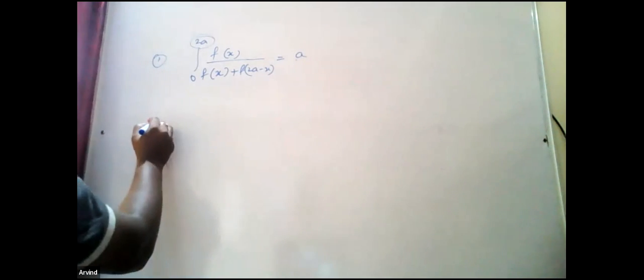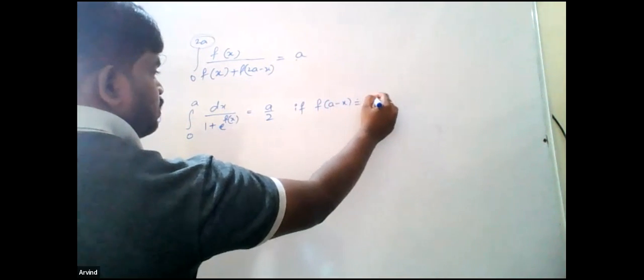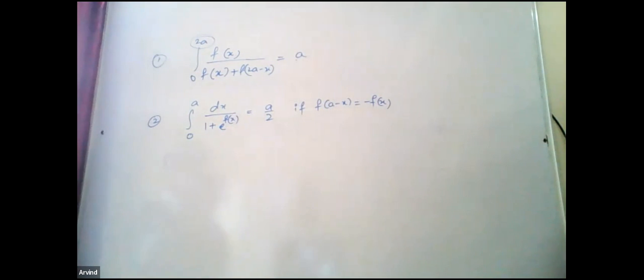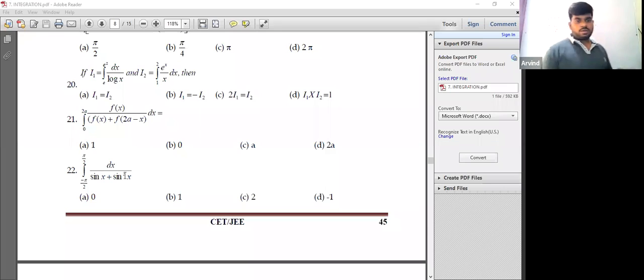There is also another formula. For the next problem, we need the integral from 0 to a of dx divided by 1 plus e to the f of x. That will be equal to a by 2 if f of a minus x is equal to minus f of x. For the next problem we need this. Directly also we can do it, no issues. So for this 21st question, f of x by f of x plus f of 2a minus x will be equal to a. You have to remember the formula.